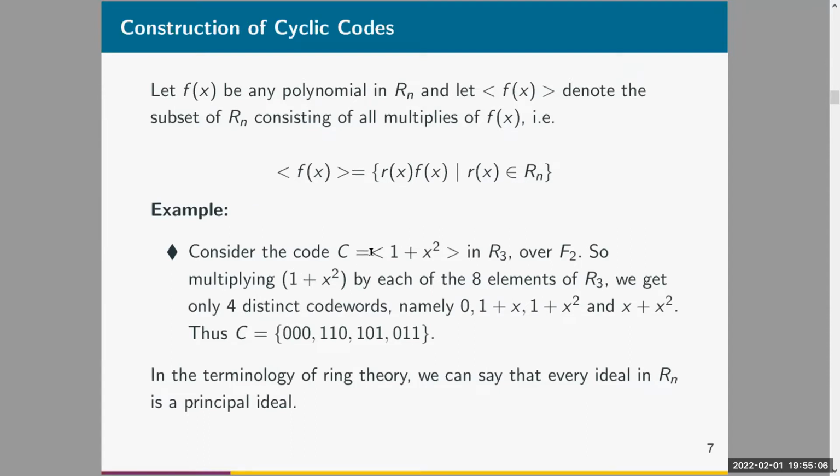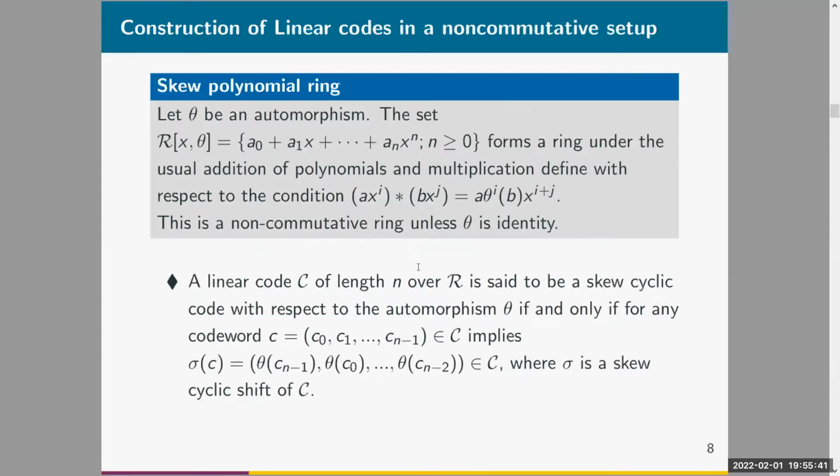For example, suppose C is a code generated by 1 plus x^2 in R_3, where R_3 is F2[x] modulo x^3 minus 1. We can generate a code by multiplying 1 plus x^2 by each of the 8 elements of this ring R_3. So here we get only 4 distinct codewords: 0, 1 plus x^2, and x plus x^2, and so on. From this algebraic and combinatorial structure, we can easily get the code C. In the terminology of ring theory, we can say that these cyclic codes are ideals in R_n, and these ideals are principal ideals, that is, generated by a single element. Now, cyclic codes are constructed over a commutative structure.